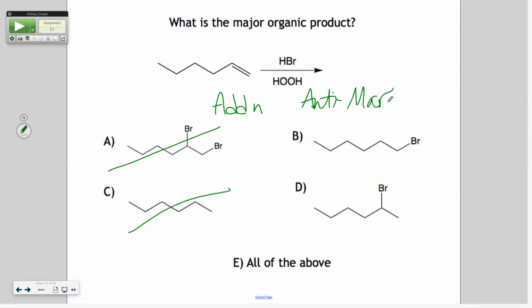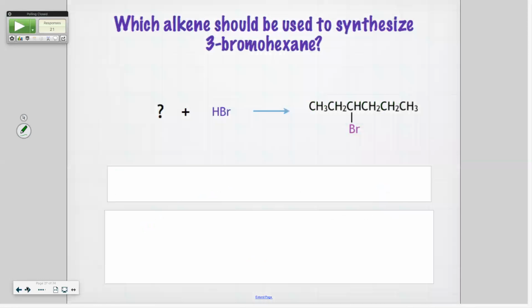Now, anti-Markovnikov means who gets what. One gets an H and one gets something else. But anti-addition is adding on opposite sides, so don't let the antis get you mixed up. Okay, so which one is it? B. Because this one has how many hydrogens? 2, and this one has 1. So the one that has the least gets the hydrogen.